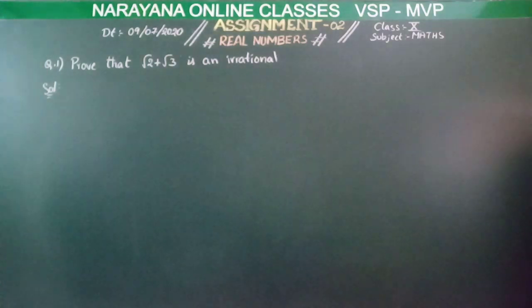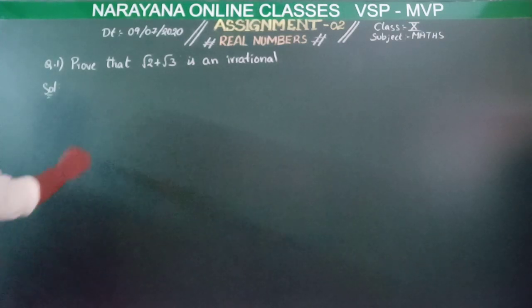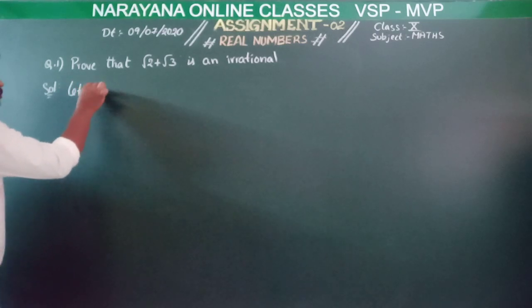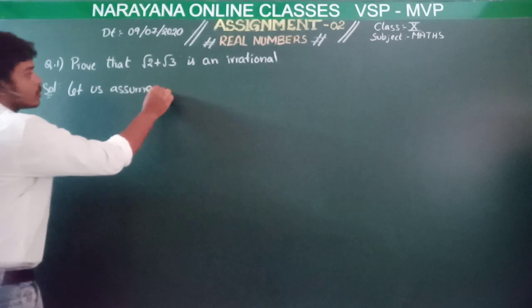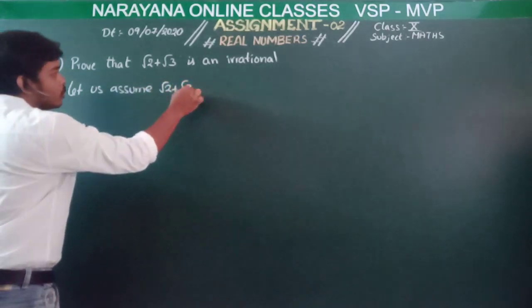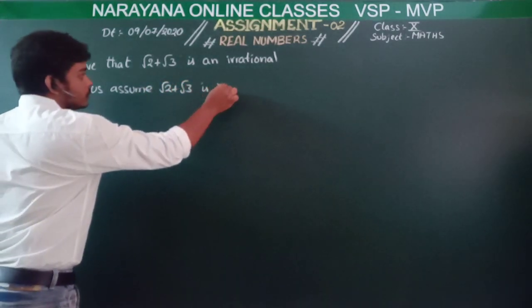First question. Prove that root 2 plus root 3 is irrational. So now we are proving root 2 plus root 3 is irrational. See, let us assume root 2 plus root 3 is rational.